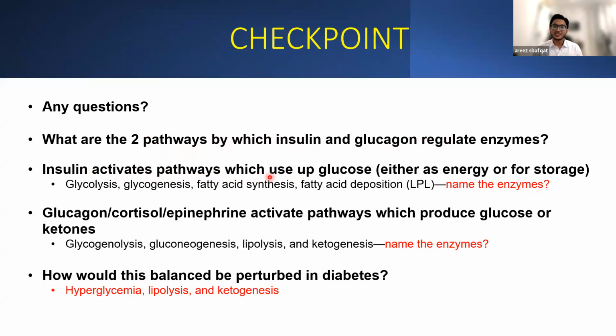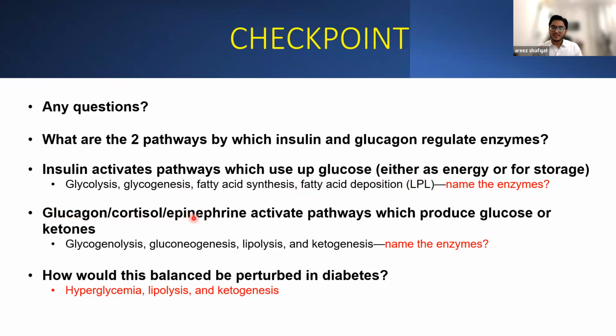Insulin activates pathways which use up glucose. These pathways include glycolysis by glucokinase and PFK2, glycogenesis by glycogen synthase, fatty acid synthesis through acetyl-CoA carboxylase and fatty acid synthase, and fat deposition in adipose tissue by regulating the enzyme lipoprotein lipase.